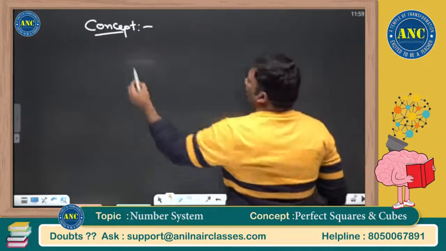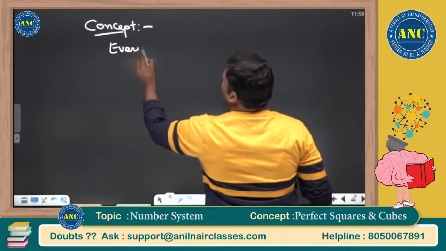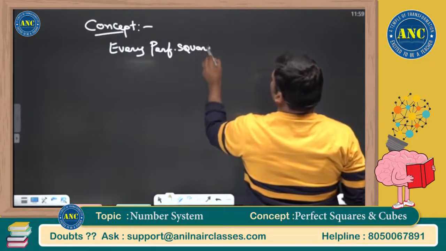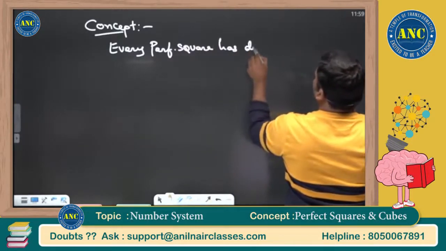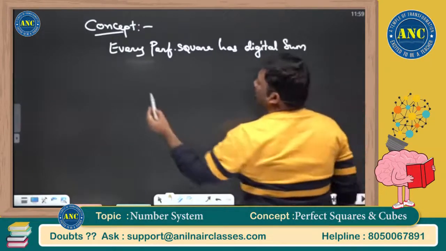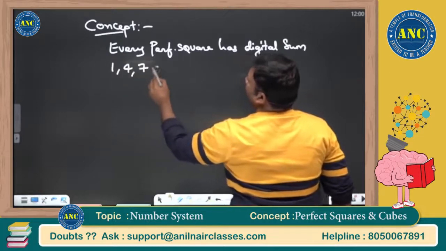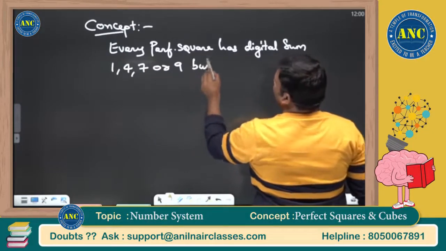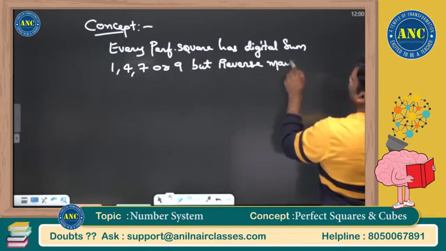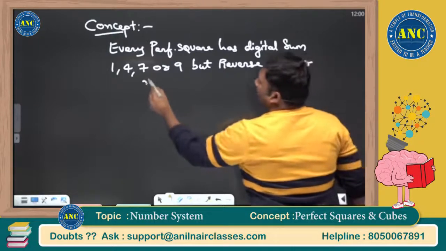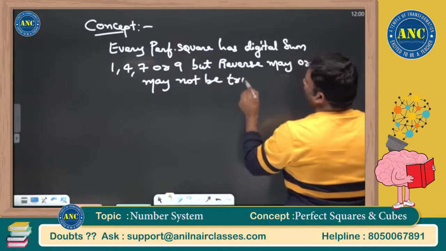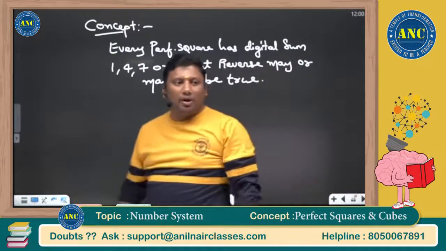Idea clear? Every perfect square has a digital sum of 1, 4, 7 or 9. But the reverse may or may not be true. Please make a note of it. But the reverse may or may not be true. Very, very important key points.